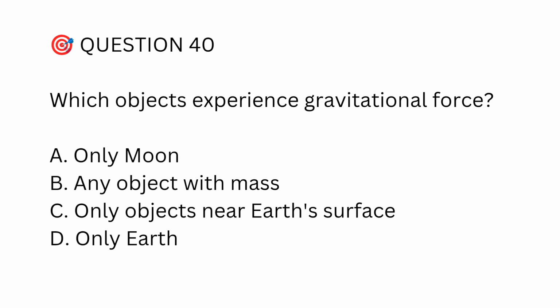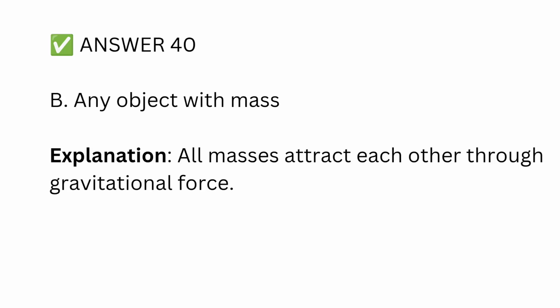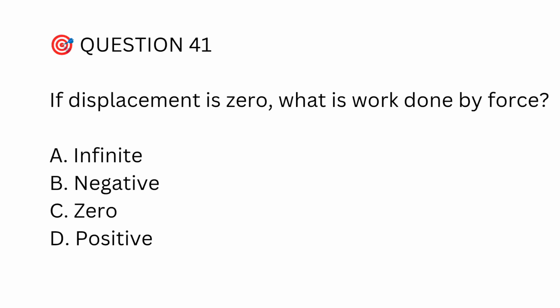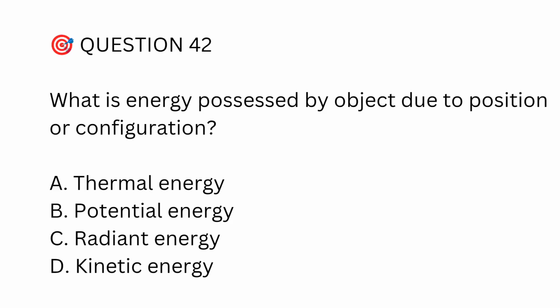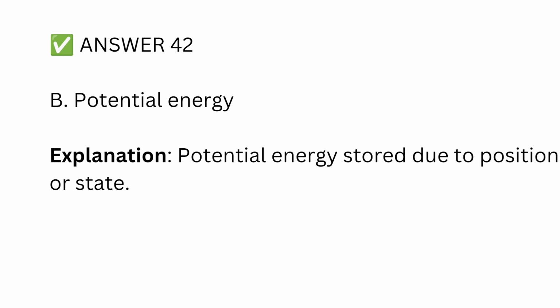Which objects experience gravitational force? The answer is option B, any object with mass. If displacement is 0, what is work done by force? The answer is option C, 0. What is energy possessed by object due to position or configuration? The answer is option B, potential energy.